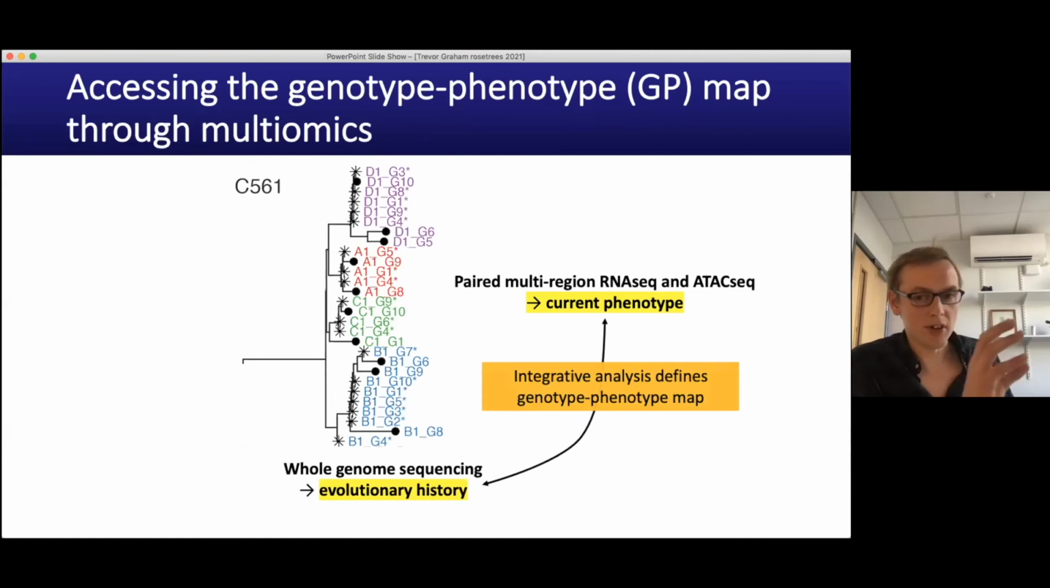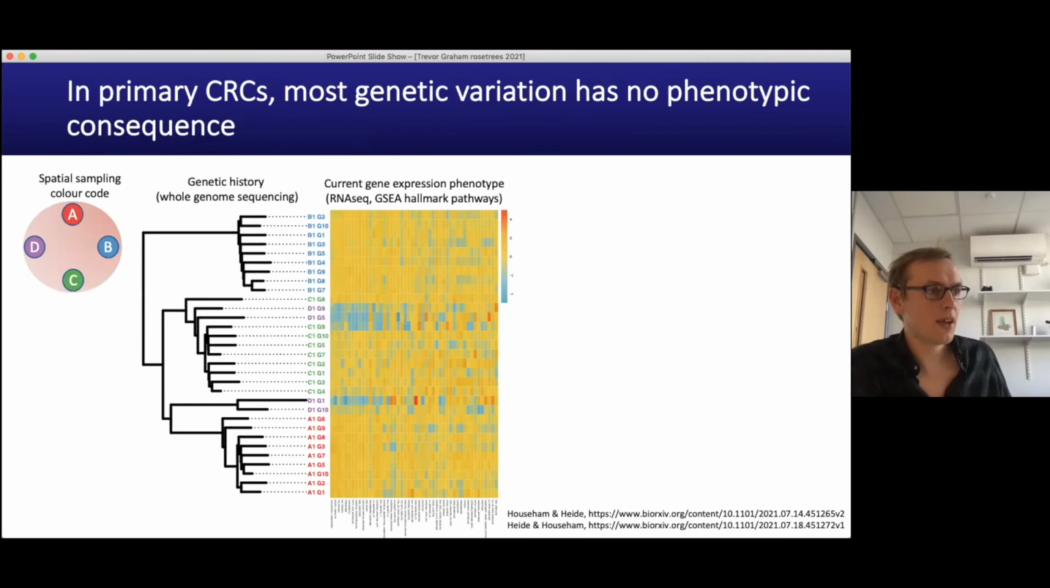And so we can integrate the analysis here to look at how evolution shapes the phenotype. And what we see remarkably in primary tumors is that there's almost no relationship between genetic history. This is a phylogenetic tree on the left here from many samples from one tumor versus the expression phenotype, which is this heat map here on the right for a bunch of different hallmark pathways that I appreciate you can't read. But the key point here is that the expression indicated by the colors in this heat map bears very little relationship, if any, to the genetic ancestry.